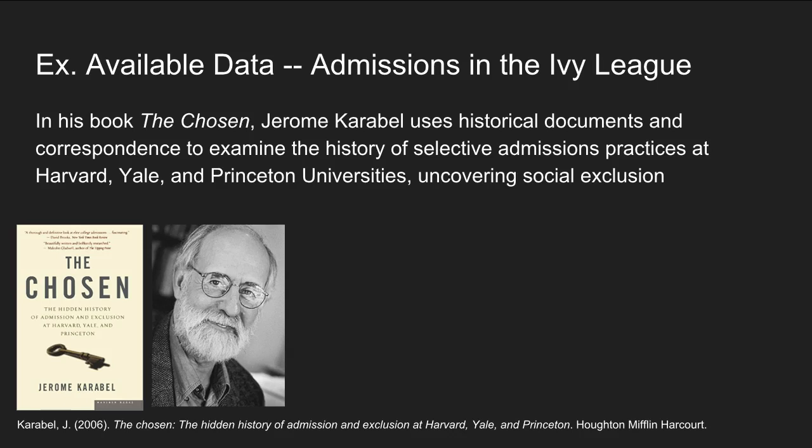I have 2 examples of how to use available data in research. In one study, the sociologist Jerome Karabel actually used historical documents and correspondence between university administrators to examine the history of selective admissions at Harvard, Yale, and Princeton universities. And what he was able to do through his analysis of these historical documents and correspondence is uncover practices of social exclusion that barred certain social groups from admission into these universities and restricted admission to certain people with certain social backgrounds and characteristics.